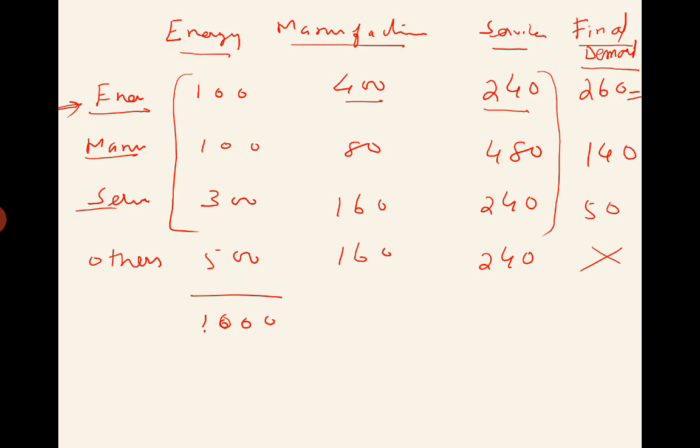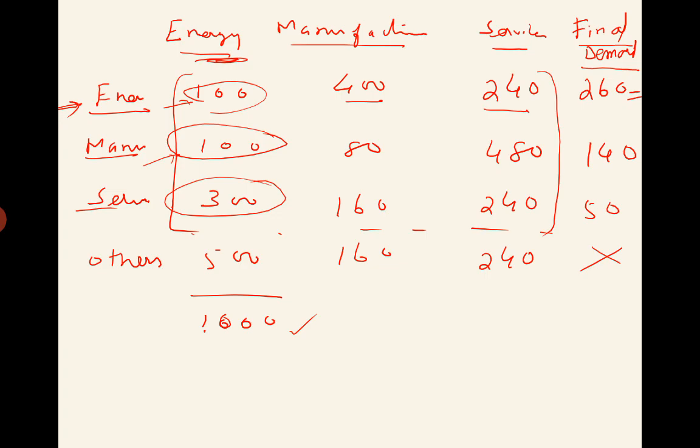The first column says that the energy sector, for producing 1000 units, needs to consume 100 units from its own products, 100 units from the manufacturing sector, and 300 units from the services sector. The rest, 500, comes from the outside market. When we consider only these three sectors and the exchanges between them, it is a closed model. This is our internal demand table.